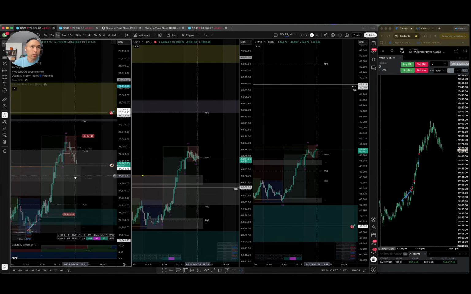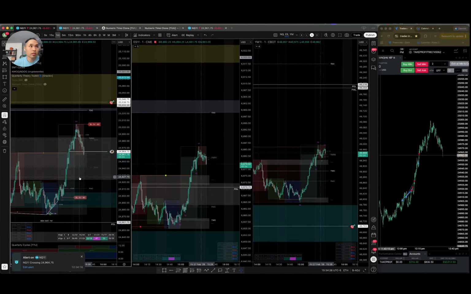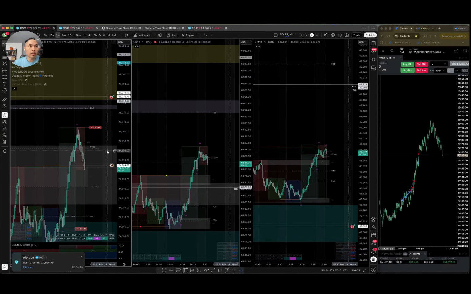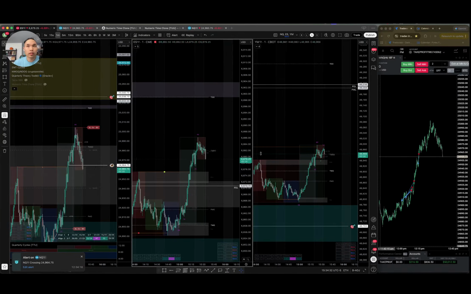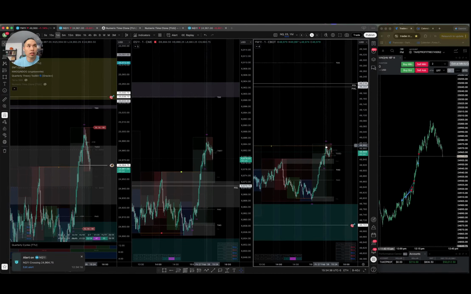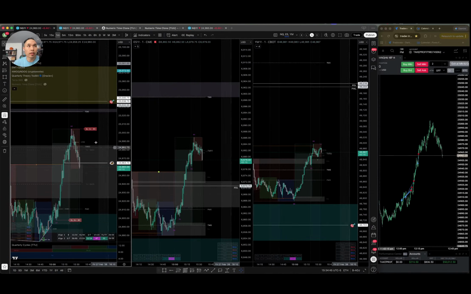Okay, inducement macro's over. There's the area of interest right there. And let's see how far we retrace. Should find some support. I could scoop that if I wanted to, but I'm not feeling super risky right now. This high, so I'm not inclined to take that. Plus big breaker right here.